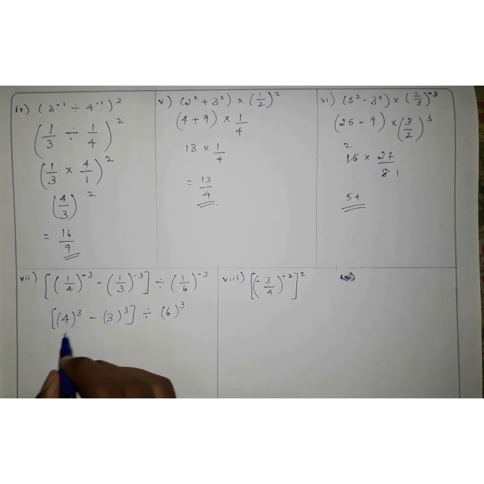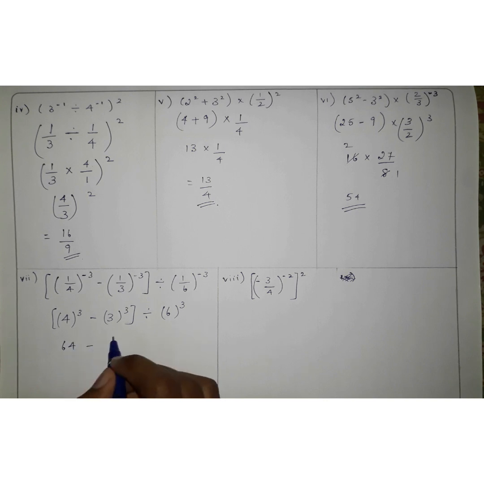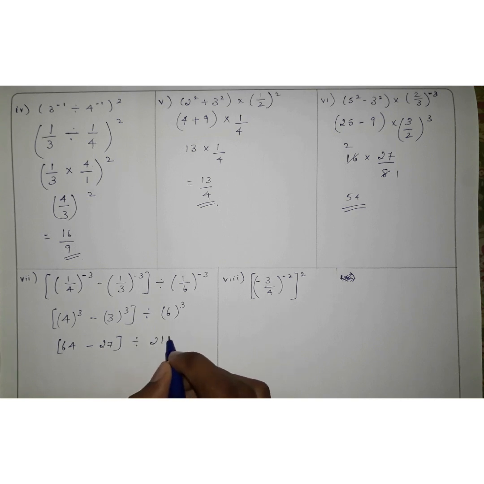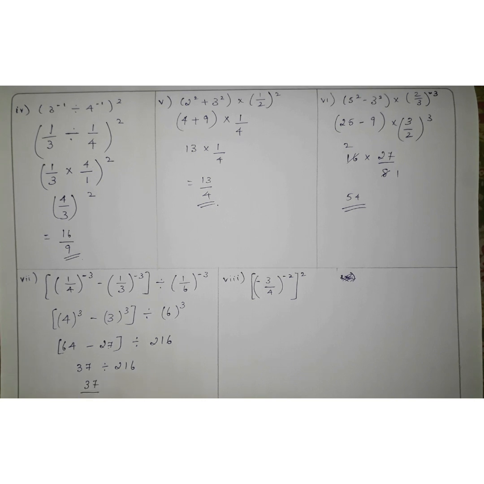If we reciprocal, we'll get 6 to the power 3. Now 4 cube is nothing but 64 minus 3 cube is nothing but 27 divided by 6 cube is nothing but 216. Now I'll subtract this. If I subtract this, I will get 37 divided by 216. That is nothing but 37 divided by 216 is your answer.